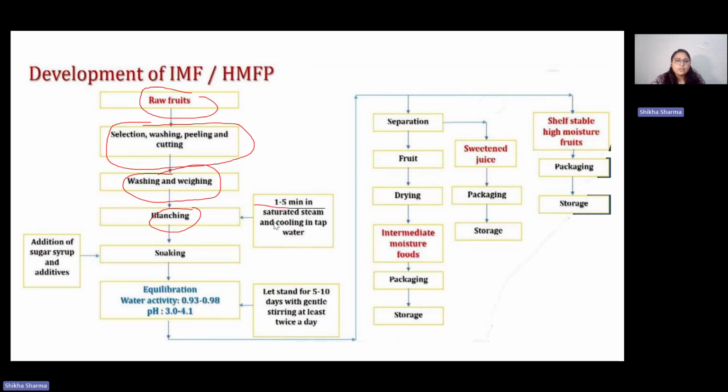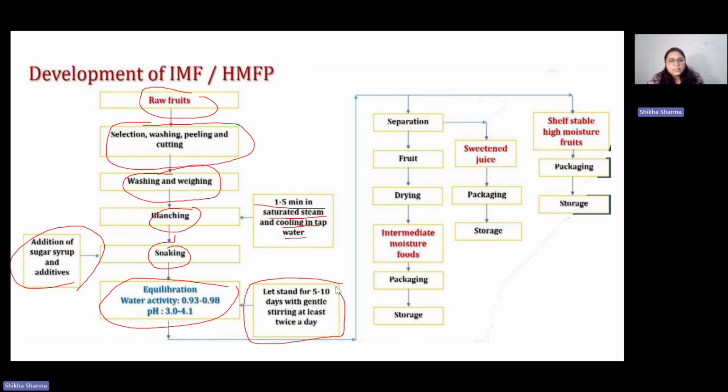Blanching is 1 to 5 minutes in saturated steam, and then cooling in tap water, or normal ambient water, or a little cold water. After blanching, there is soaking, which is the addition of sugar syrups and additives. After that comes equilibration, with a water activity around 0.93 to 0.98 and a pH of 3 to 4, and it can stand for 5 to 10 days with gentle stirring at least twice a day. And then separation can be done.